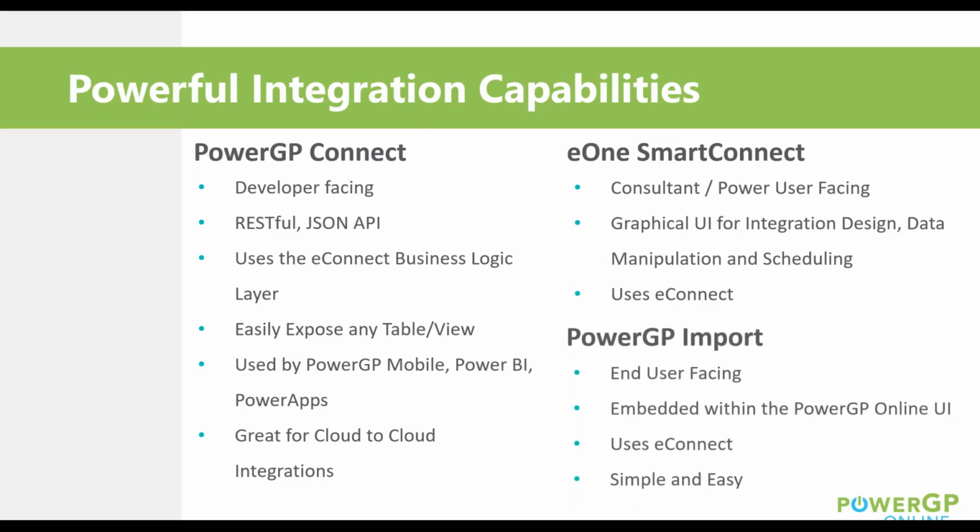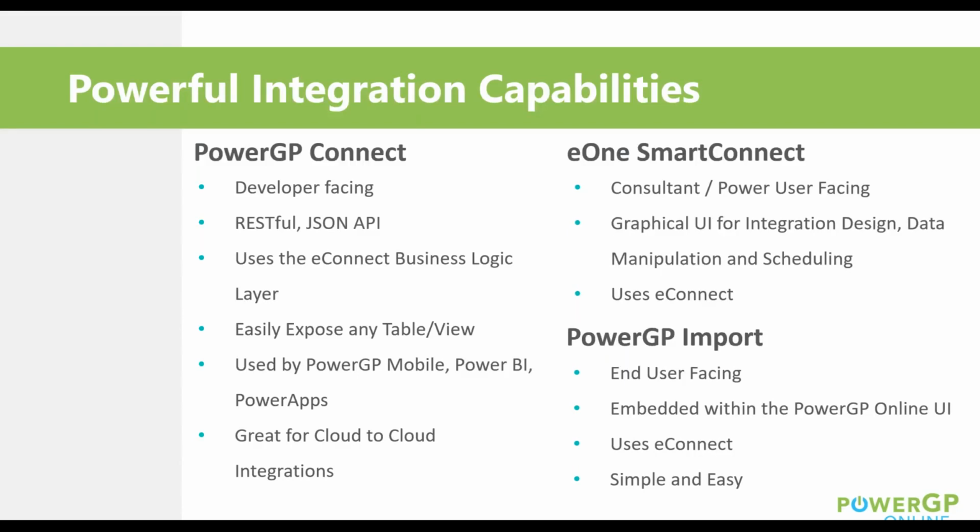And then one of the other tools that we've created, PowerGP Import, this is a very end-user facing tool. We've embedded it directly inside of the PowerGP Online UI. So if you wanted to import customers with PowerGP Import, you go to the customers window. If you want to import GL transactions, you go to the GL entry window. It's just embedded right inside the windows. And we've also added it to the navigation lists as well. This also uses eConnect to push data into GP, and it's just real simple and easy. No manipulation needed. So these are some of the different integration tools we have and how PowerGP Connect fits within this.